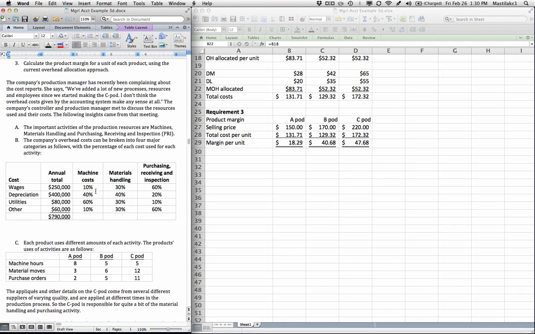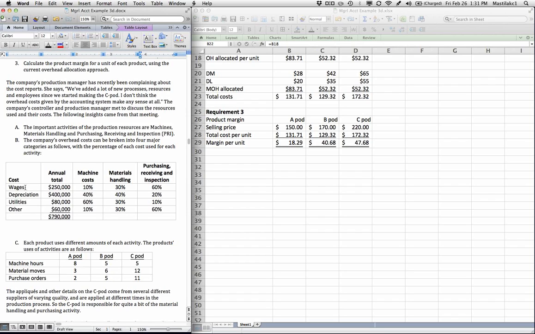And what they would have done is taken a look at the general ledger accounts. They would have done some interviews. They might have watched and observed people perform their work, and they came up with an estimate that 10% of the wages should go to machining costs, 30% should go to materials handling, and 60% to PRI. Depreciation, 40% is to machine, 40% is to materials handling, and 20% is for PRI. For utilities, 60% is to the machines, 30 and 10 to the other two, and for the other category, 10% is for machine cost, materials handling is 30%, and purchasing, receiving, inspection is 60%.